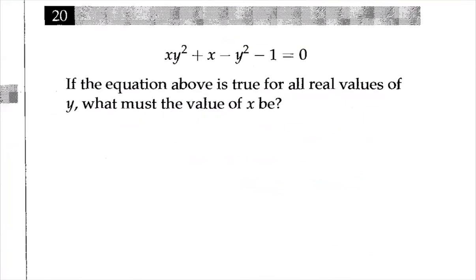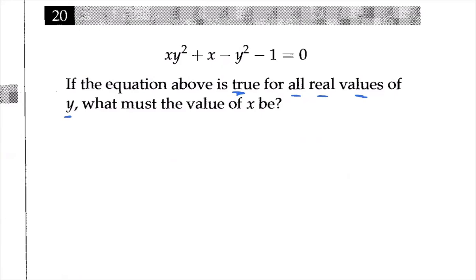xy squared plus x negative y squared negative 1 equals 0. If the equation above is true for all real values of y, what must the value of x be? Here it's a given that this equation above is true for all real values of y. Yani whatever the value of y, this equation is true. That means we can put the value of y by any number, isn't it? Because it's a given that the equation is true. It works for any real value of y.